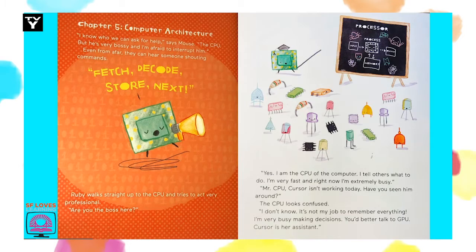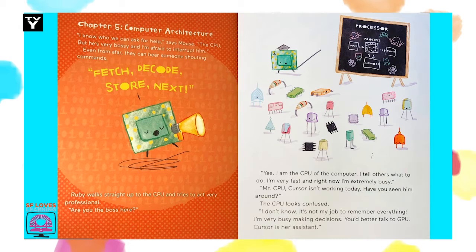Chapter 5: Computer Architecture. I know who we can ask for help, says Mouse, the CPU. But he's very bossy and I'm afraid to interrupt him. Even from afar, they can hear someone shouting commands. Fetch, decode, store, next! Ruby walks straight up to the CPU and tries to act very professional.